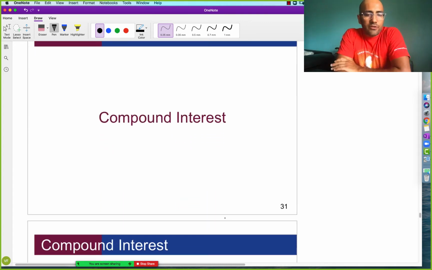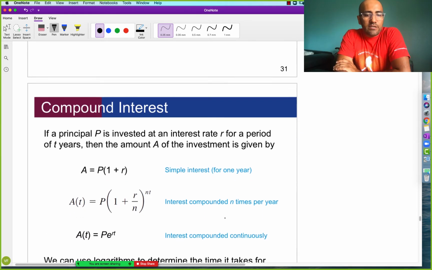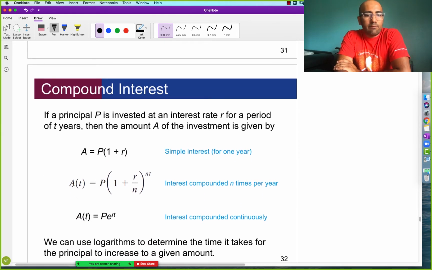Okay, compound interest. We've already explored these formulas. Remember that if we have simple interest, an interest rate, say a 1-year interest rate, and we want to find out what the balance is at the end of 1 year if it's compounded only once, then this is the formula.